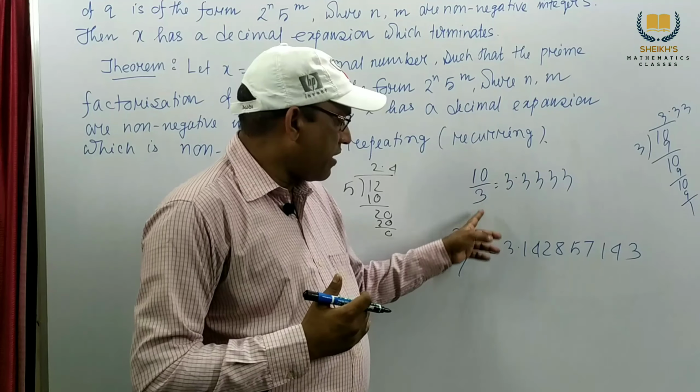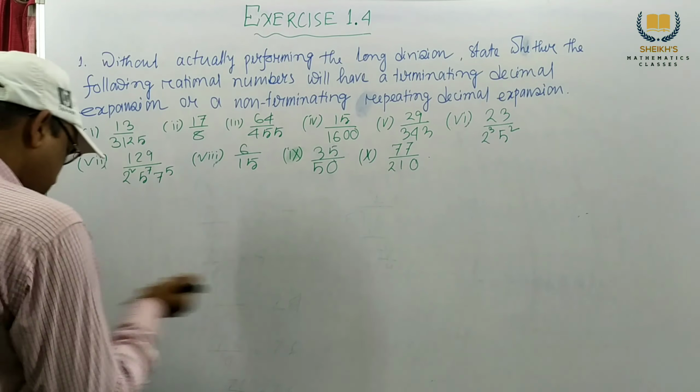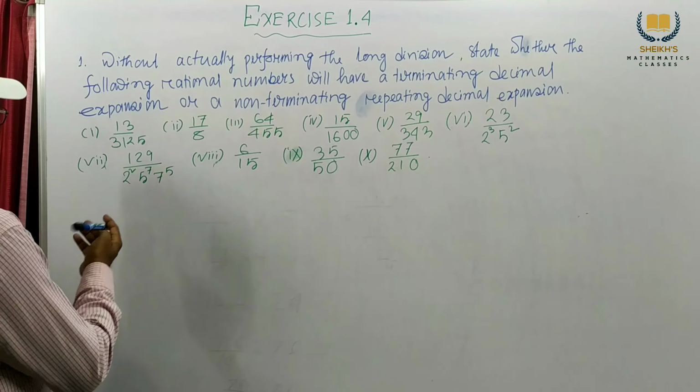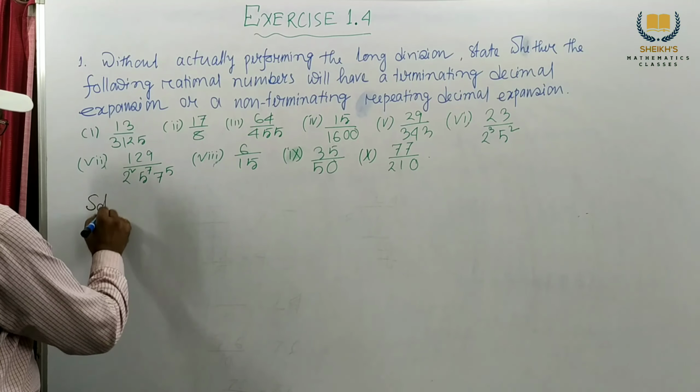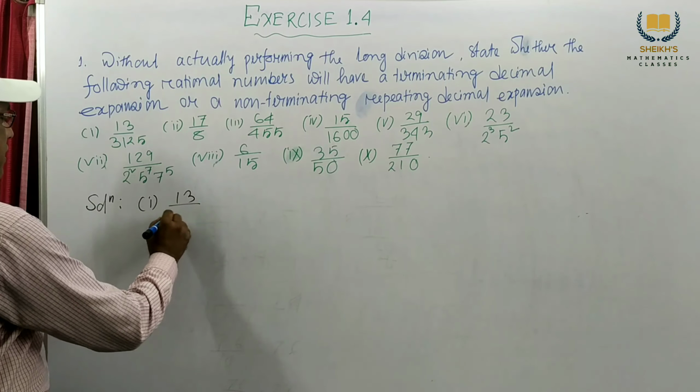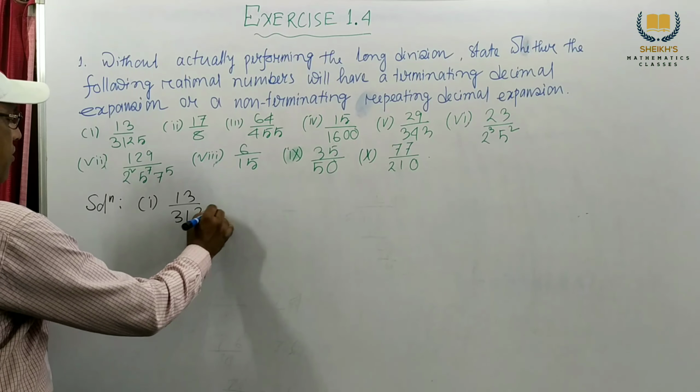Now we start one problem. Solution: we consider number 1, the solution starts, 13 by 3125.